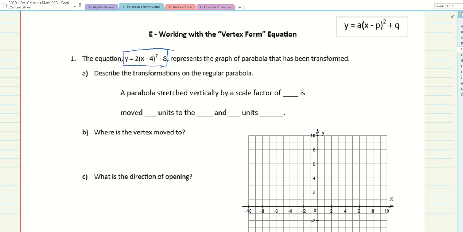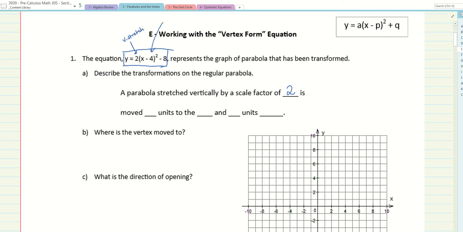So if we look at that, there's a few things going on. First of all, we can see that there's a vertical stretch. It's not upside down, though, because it's a positive 2. So the parabola is stretched vertically by a scale factor of 2, and it's been moved, so that's a vertical stretch.